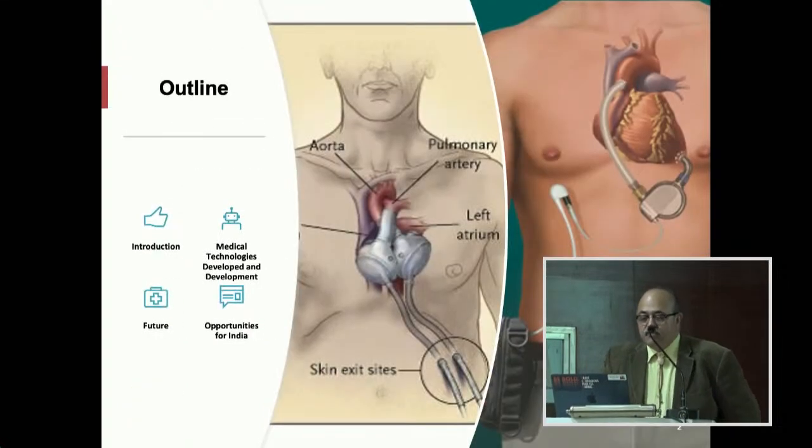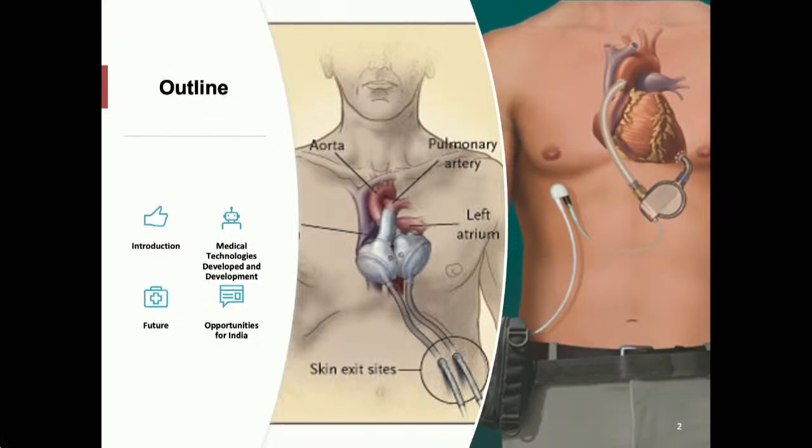I have 4 key things to talk to you about today. One is just about medical technologies I've been involved with. It's already been mentioned. I'll give you a little bit more in-depth flavor of what that means.